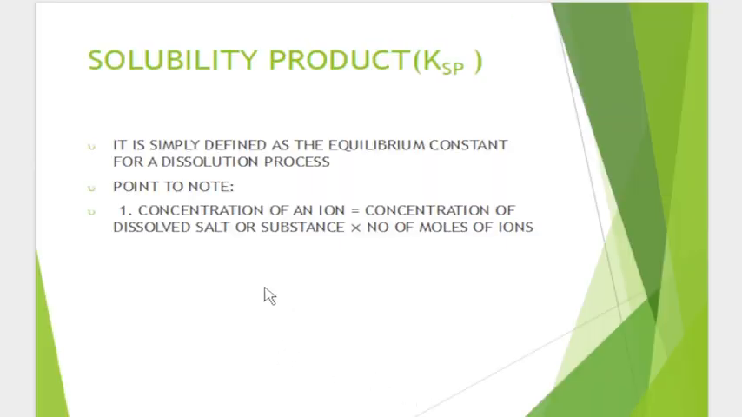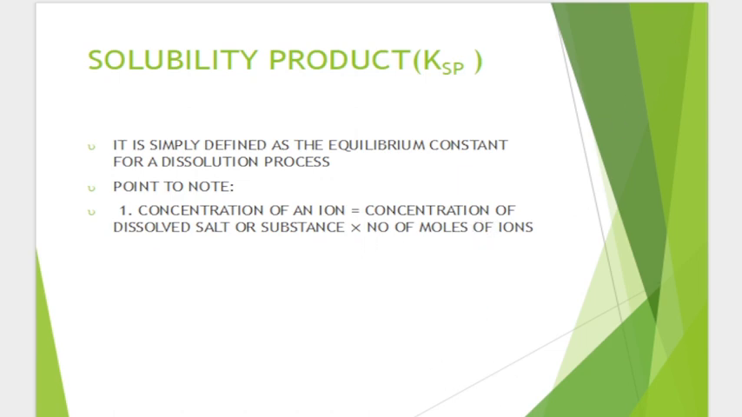So our understanding of mathematics is going to help us solve this, but we must first note that solubility product, as I said, is simply the active masses of the cations multiplied by the active mass of the anion. With this said, we move ahead. Remember that in our slide, the point that was made is that the concentration of any ion is simply equal to the concentration of dissolved salt, or solubility of the dissolved salt or substance, multiplied by the number of moles of the ion.